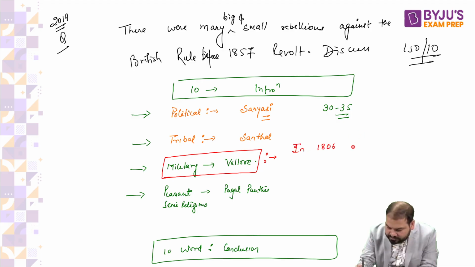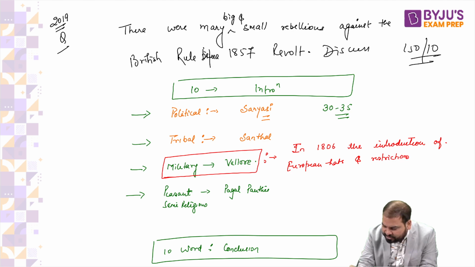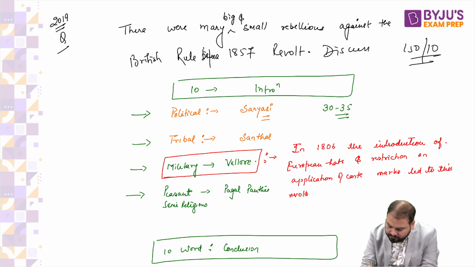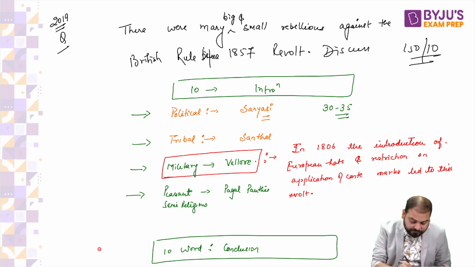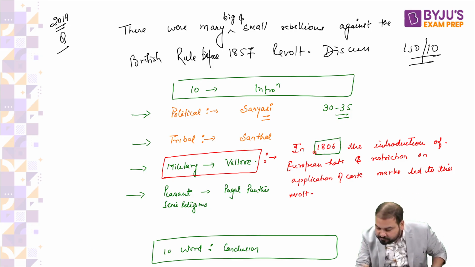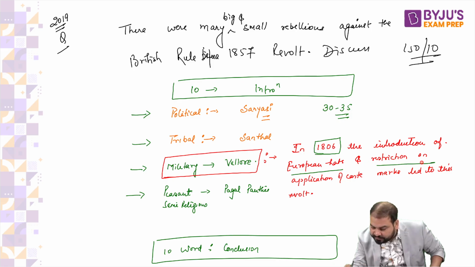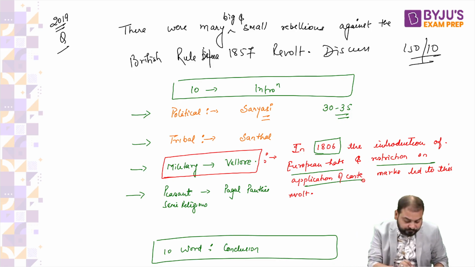In 1806, the introduction of European hats and restriction on application of caste marks led to this revolt. Everyone, see what I did. I told them the time. I told them the reason. Can you see?